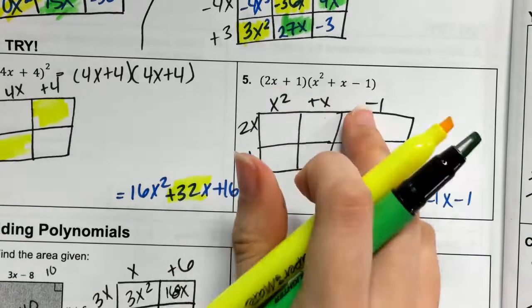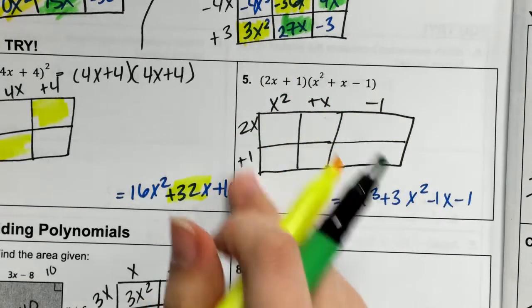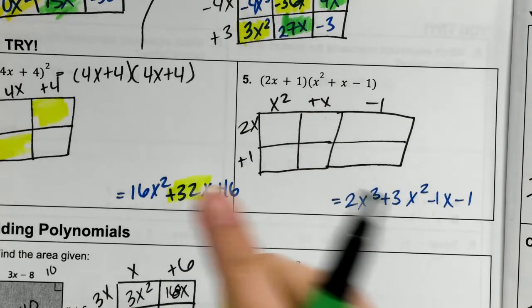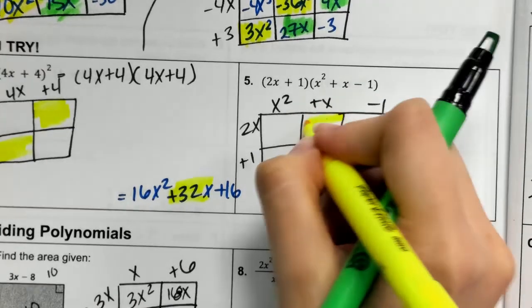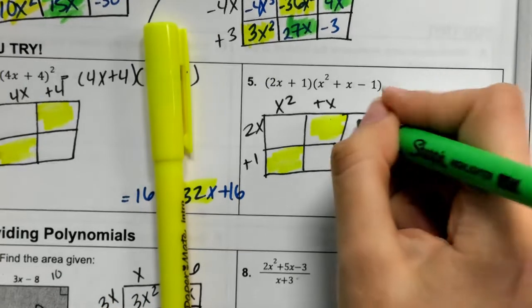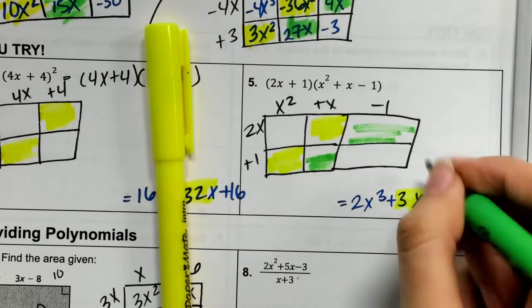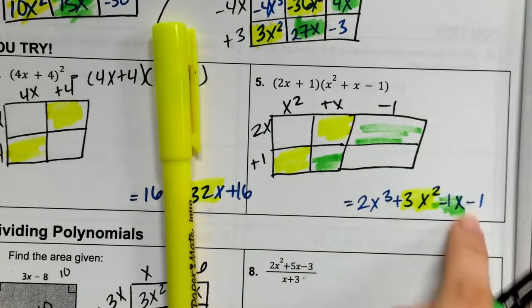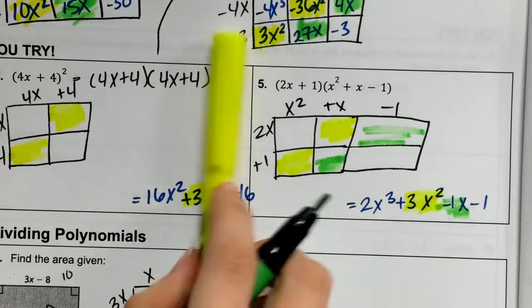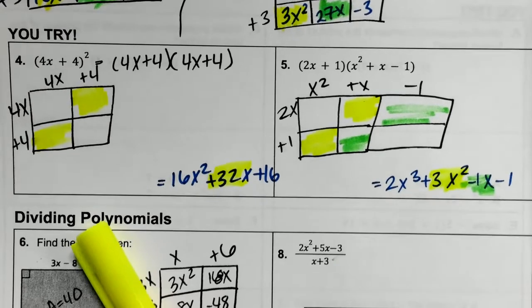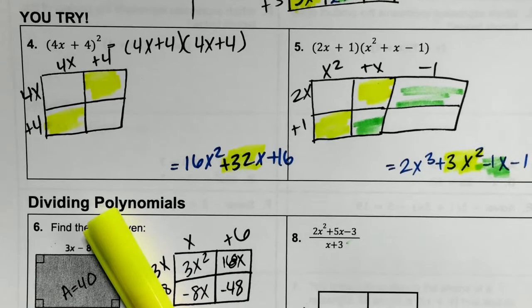Now this is a 2-term times 3-term expression. So your 2 terms go on the side, 2x plus 1. Your 3 terms go on top, x squared plus x minus 1. Also keep in mind, these diagonals will be your x squared values. These diagonals will be your regular x's. And these will stay the same. So see if you can do this on your own and get this answer: 2x cubed plus 3x squared minus 1x minus 1. You can pause the video to try on your own.